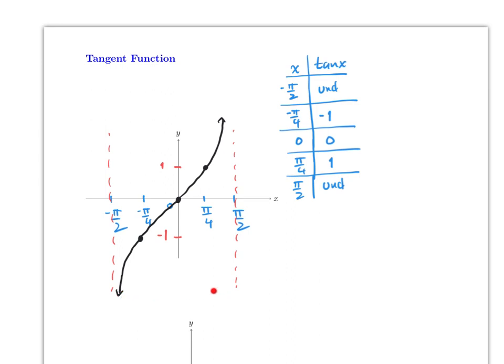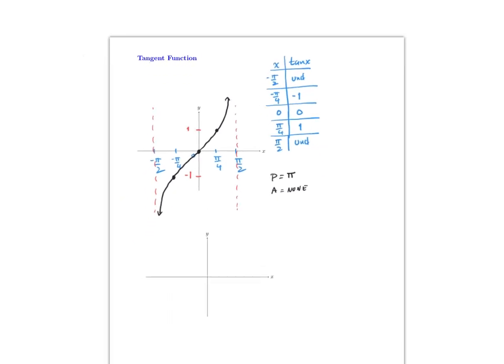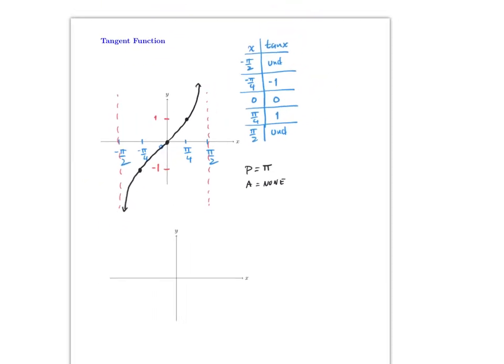Also, the period for this one is not 2 pi. So the period is just pi. So it means it will repeat every pi. So we'll do this, and then it will do this again, and so forth. So the period is pi. And this one, since this is going to infinity, it has no amplitude. So the amplitude is none, or it doesn't exist. Okay? So this is how the graph of tangent looks.